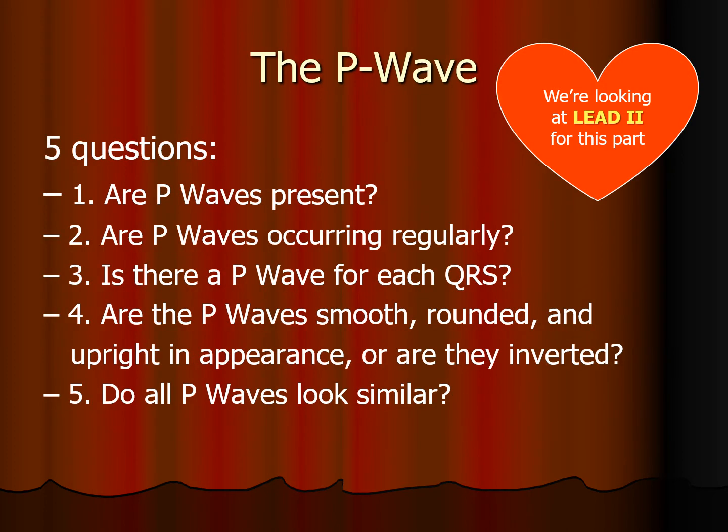All right, so the P wave. Again, we are looking at lead 2. All right, so 5 questions. Are there P waves present? Are they occurring regularly? Is there a P wave for each QRS complex? And are they smooth, rounded, and upright in appearance, or are they inverted? So we don't want to, just like my perfect bosom analogy, we want them upright, round. We don't want any saggies in there, right? We want them all nice and upright. And do they all look similar? They should look, if the impulse is coming from the same place, they should look the same, like a little cookie cutter, okay?